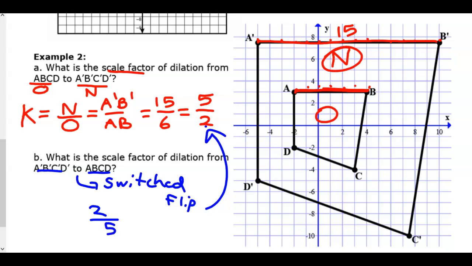Now you can show me your work on that one. That'd be fine, but if you know one and it just flips it, flip it, okay? Now that's the gist of the notes. Let me give you the assignment of dilations, and we'll work on that.